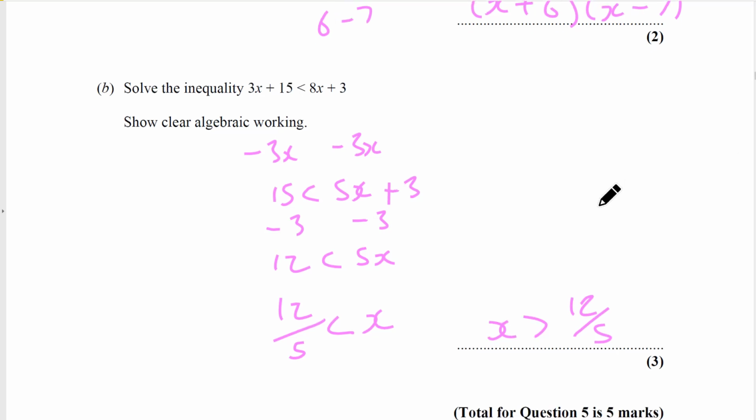If you want to work that out, 12 over 5 is 2.4. You can use the bus stop. But that is acceptable as well as an answer.